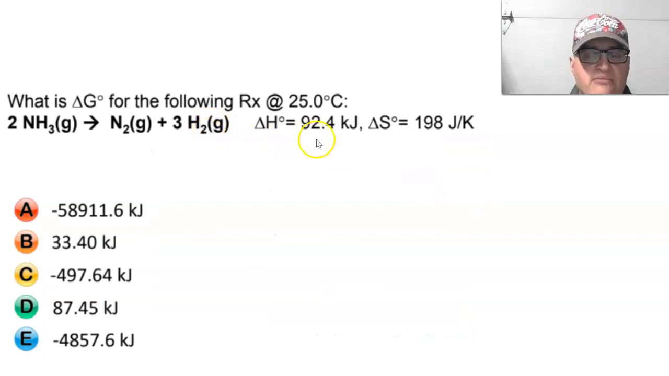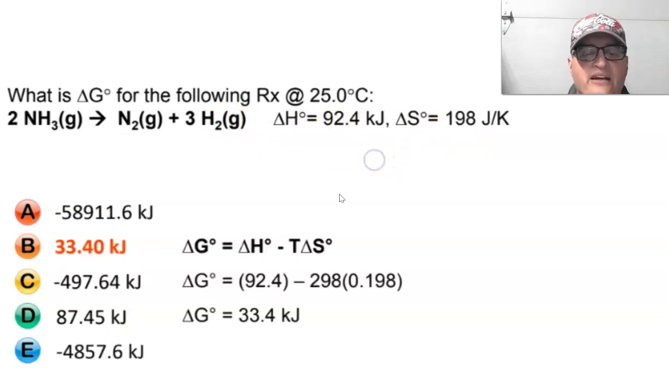Looking at the same type of example, again, in any kind of AP test, they could have you solve for any one of these 3. Again, Kelvin, and make sure that's in kilojoules. So when you do the subtraction, you can see that this is not thermodynamically favorable at 25 degrees Celsius.